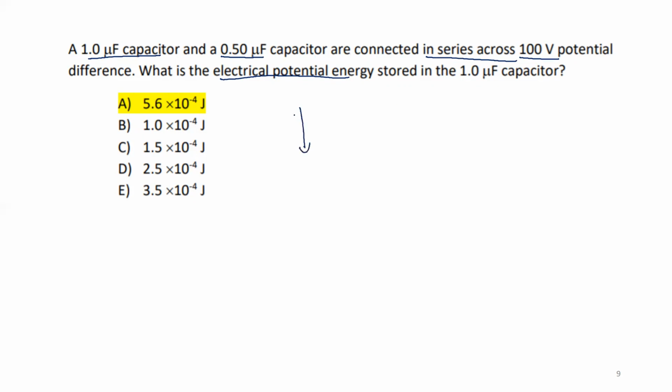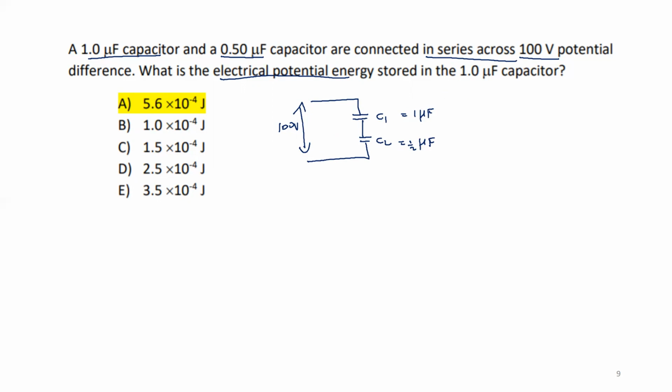So I have 100 volt, and I put here C1 and C2 in series across this 100 volt. Let's say C1 is 1 microfarad and C2 is half microfarad. Okay, good. Now, the question is very simple.